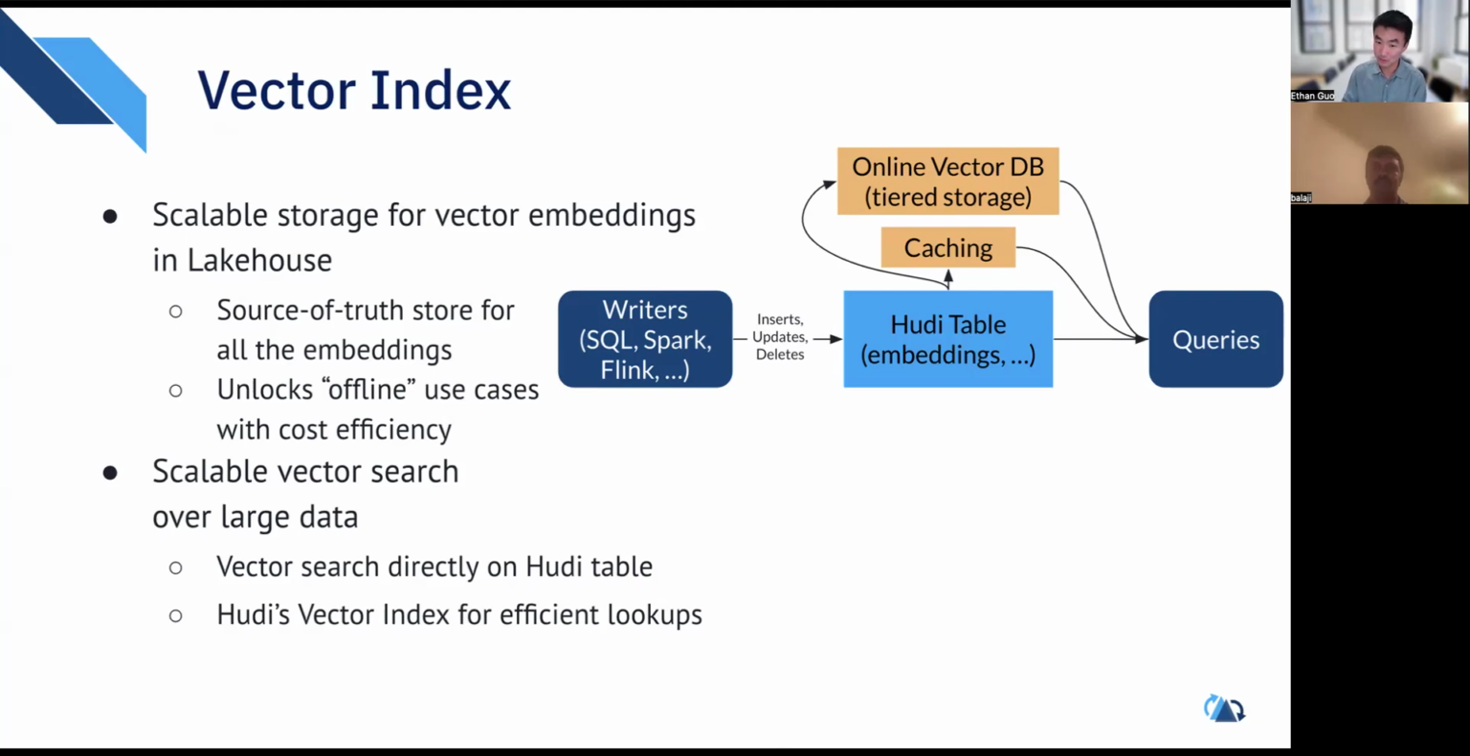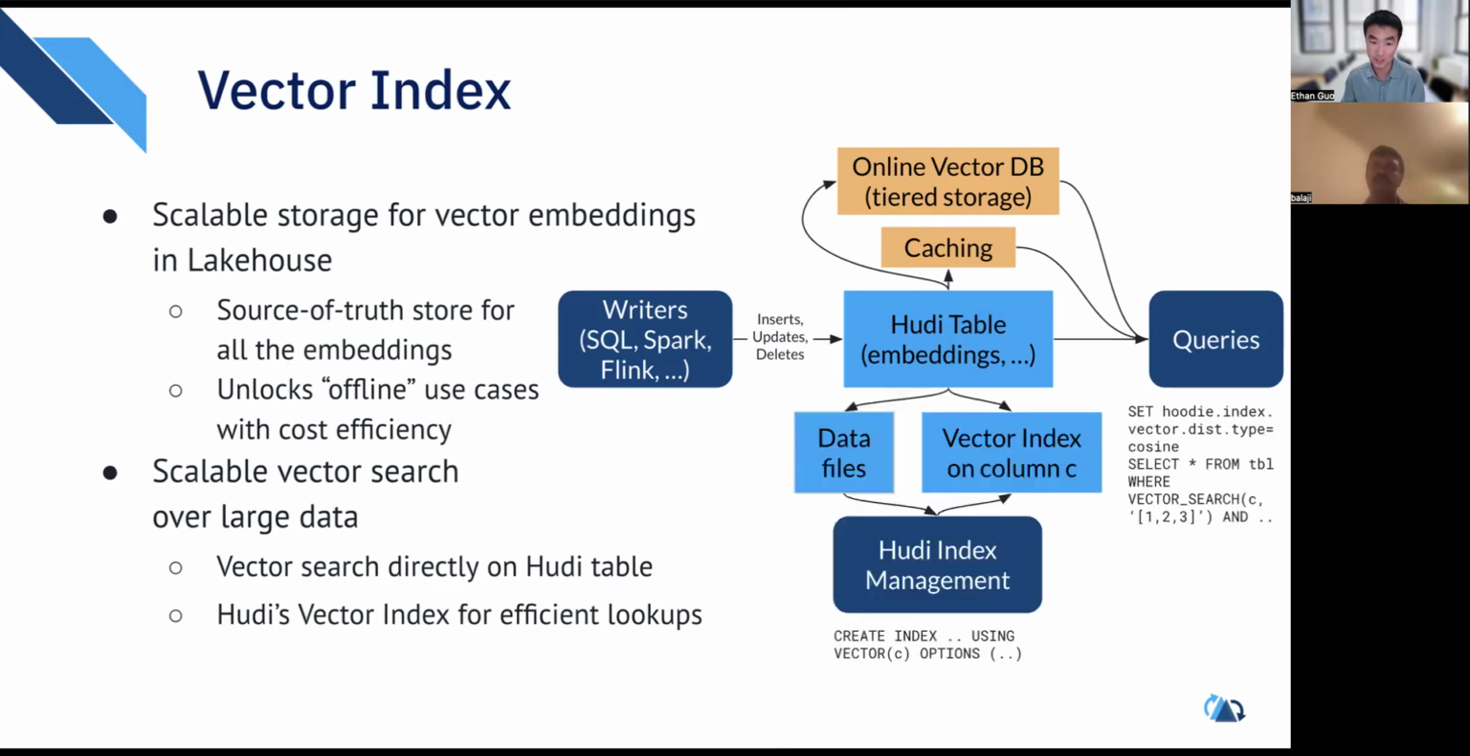To support fast vector searches on Hudi tables storing embeddings directly, we are designing and implementing a new vector index that is maintained by the same Hudi multi-modal index subsystem. So the user creates a vector index on a column of the Hudi table, and Hudi automatically updates the vector index based on inserts, updates, and deletes. And when doing vector search on a Hudi table through SQL, the vector index is used to unlock efficient lookups.